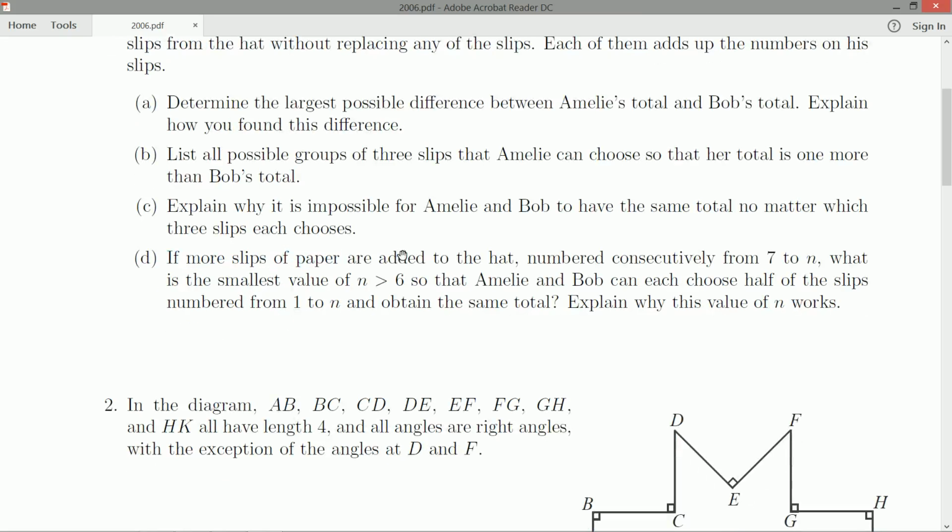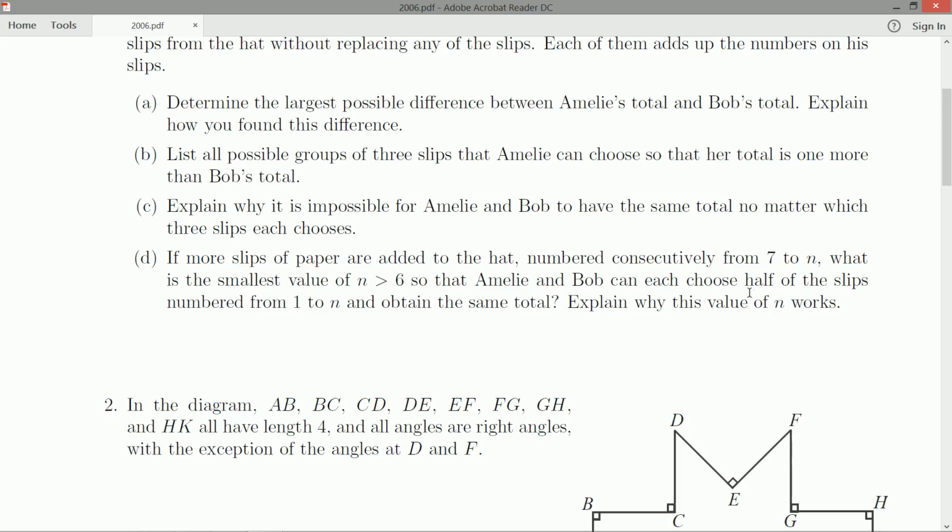If more slips of paper are added to the hat, numbered consecutively from 7 to n, what is the smallest value of n bigger than 6, so that Amelie and Bob can each choose half the slips, numbered from 1 to n, and obtain the same total? Explain why this value of n works.